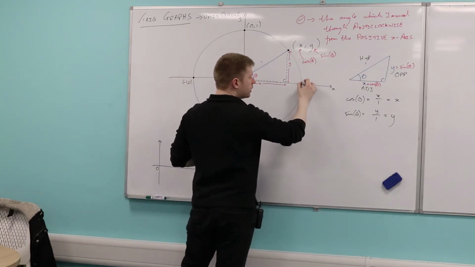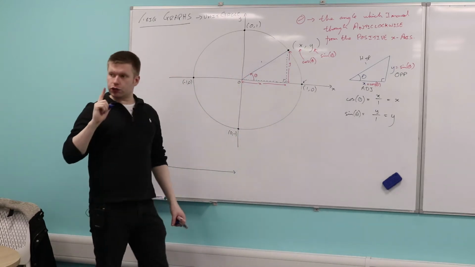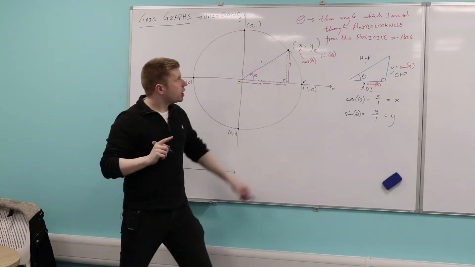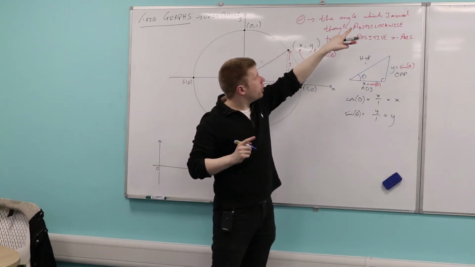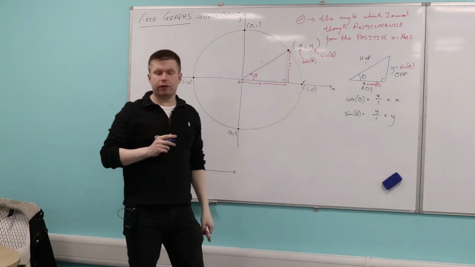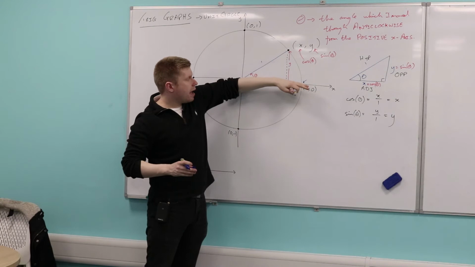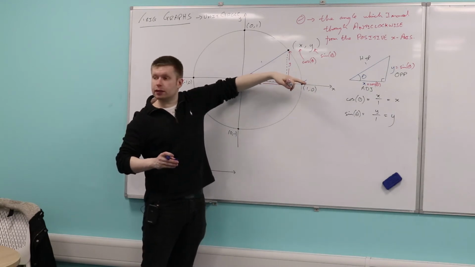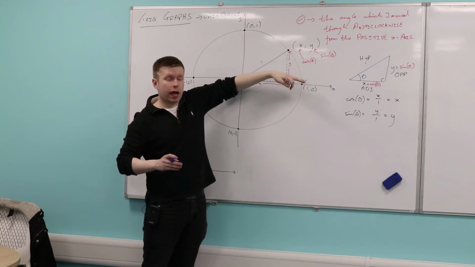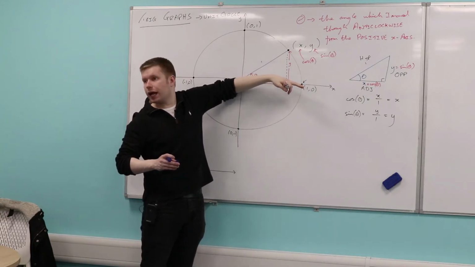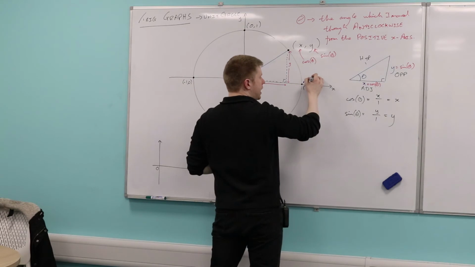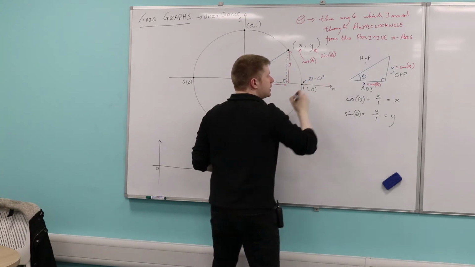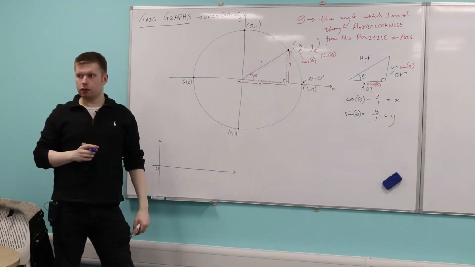Let's first of all consider this point down here. Now, first of all, tell me what my angle is. Remember, angle is the angle which I've moved through anti-clockwise from the positive x-axis. So if I'm sitting there, what angle have I moved through? 0 degrees. I'm just literally sitting there. I haven't gone through any angle yet. So when I'm sitting here, my angle is 0 degrees. Does that make sense? Okay.